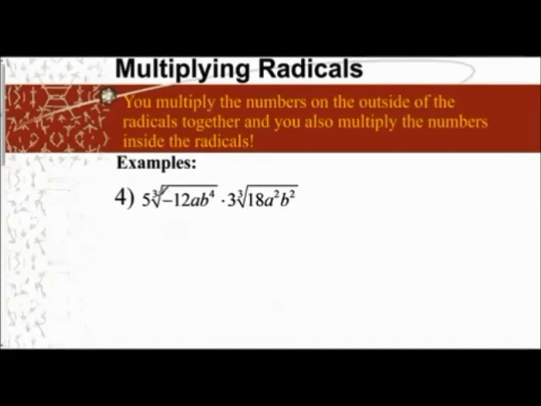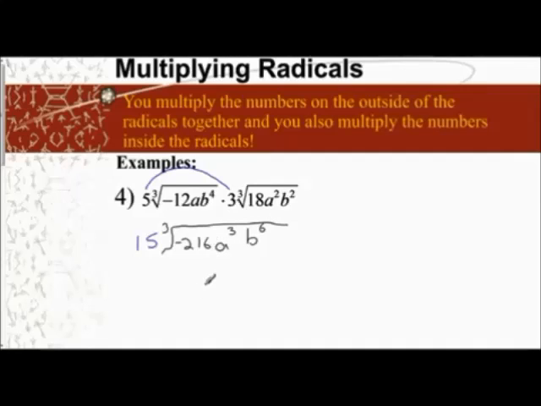Now we're dealing with cube roots. 5 times the cube root of negative 12ab to the 4th times 3 cube root of 18a squared b squared. So when we're multiplying, numbers on the outside get multiplied together. So 3 and 5 is 15. Numbers on the inside get multiplied together. So I have on the inside of my cube root, negative 12 and 18 is negative 216. A and a squared is a cubed. B to the 4th and b squared is b to the 6th.